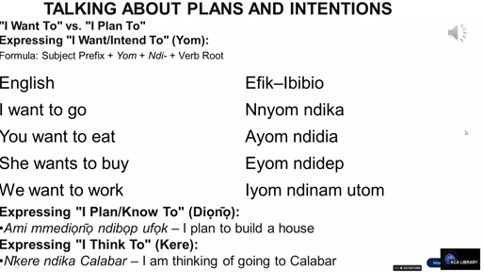On the other hand, when expressing plans or something you already have in mind to do, the structure diono is used. For instance, Omi Mediano Naibop Ufok means I plan to build a house, showing a more definite or organized intention compared to simply wanting to do something. Additionally, to express thoughts or considerations about an action, the structure kia is used. An example is Enkia Ndika Calabar, which means I am thinking of going to Calabar. This form indicates an idea or possibility that is still being considered rather than a fixed plan or strong desire.